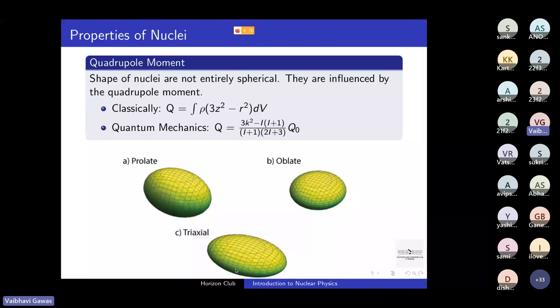But there is a caveat here: if there is a non-zero octupole moment as well, then there are further distortions which are much more complex than the simple shapes over here.